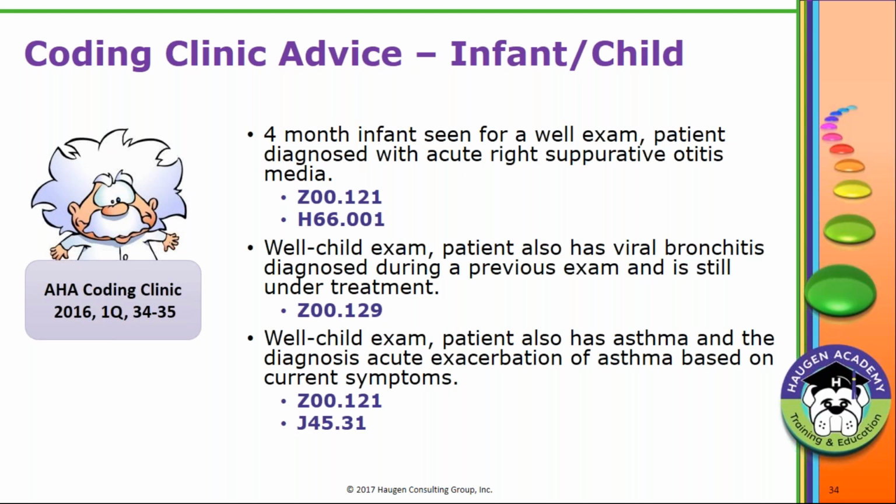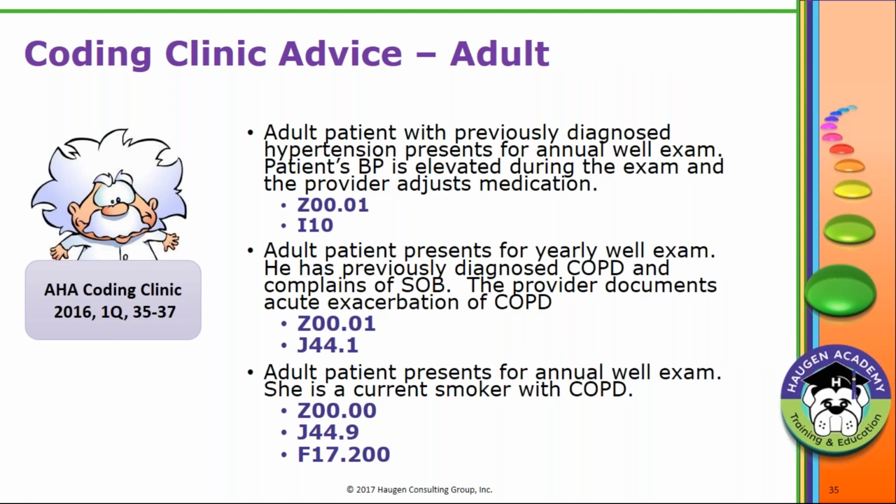The next one, the child has viral bronchitis that was diagnosed previously, still under treatment. Since it's not a new finding, this was going to be the without abnormal finding code, so Z00.129. And then the last one is going to be a patient with asthma, and then he's actually being diagnosed with acute exacerbation. So that's going to be another abnormal findings code with the asthma. And then they also have some adult variations of this advice as well.